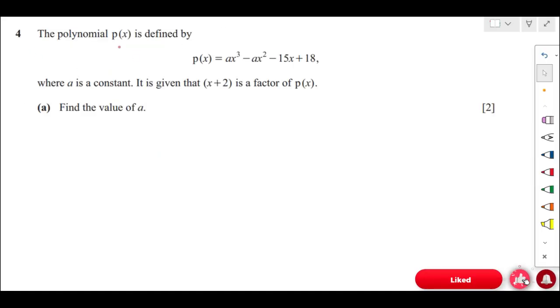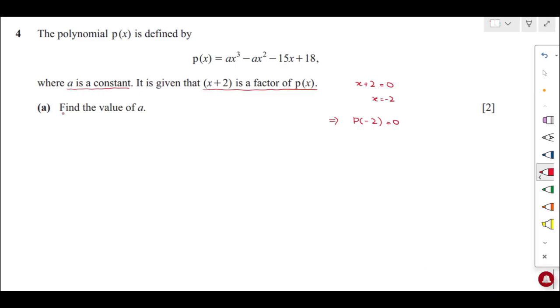Question number 4. The polynomial p of x is defined by p of x, a cubic polynomial where a is a constant. It is given that x plus 2 is a factor of the polynomial. If x plus 2 is a factor, then you can put x plus 2 equals 0. So x value is negative 2. If it is a factor, it means the polynomial at x equals negative 2 should be equal to 0. Okay, part A, find the value of a. So use this equation that the polynomial at x equals negative 2 should be equal to 0.